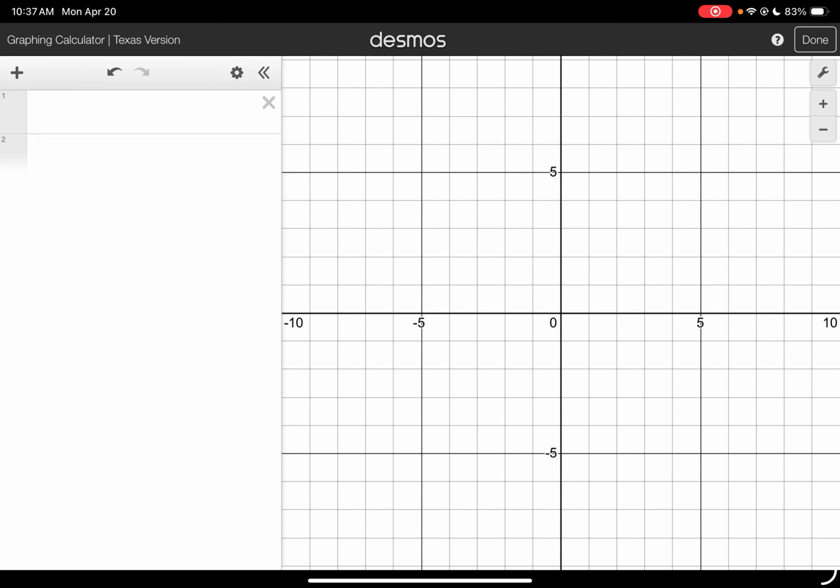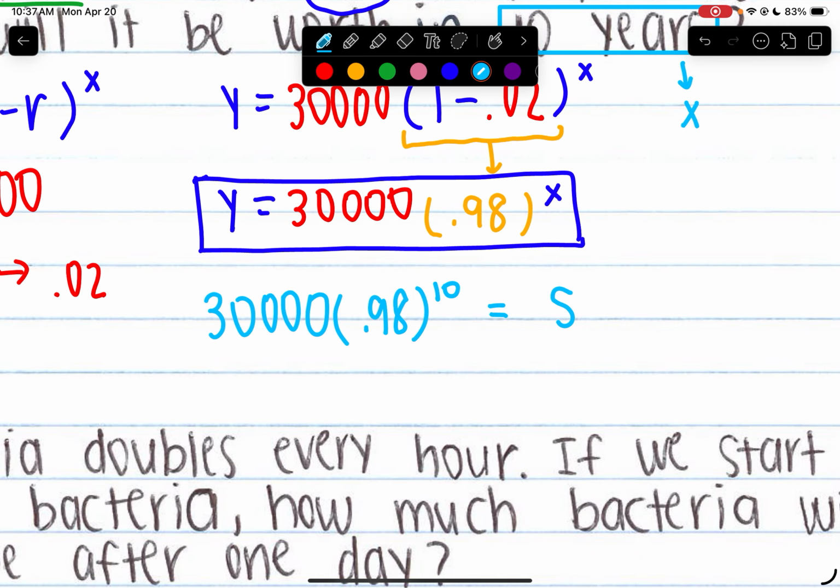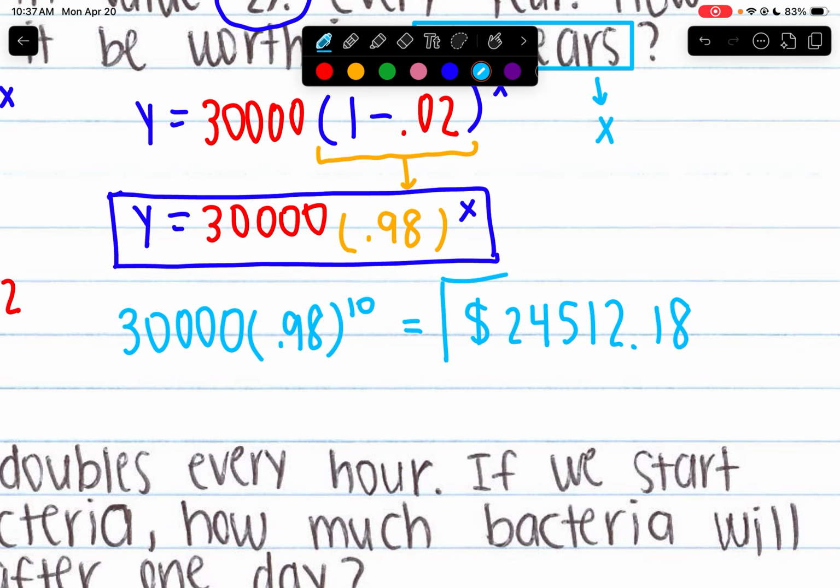So I'm going to get rid of this graph. We don't need that anymore. 30,000. We don't want to use commas here as well because commas can give errors. We got 0.98 to the power of 10. And you'll notice I have this value down here. Now, remember, we are talking about the value of a car, which is money, and we only want to keep 2 decimal places if we're talking about money. So it's going to be 24512.18. And this is going to be money, right? So $24,512.18 is going to be our expected value after 10 years.